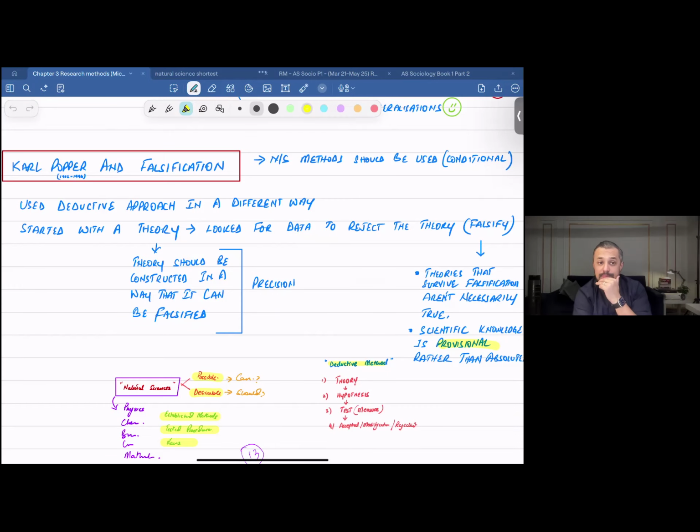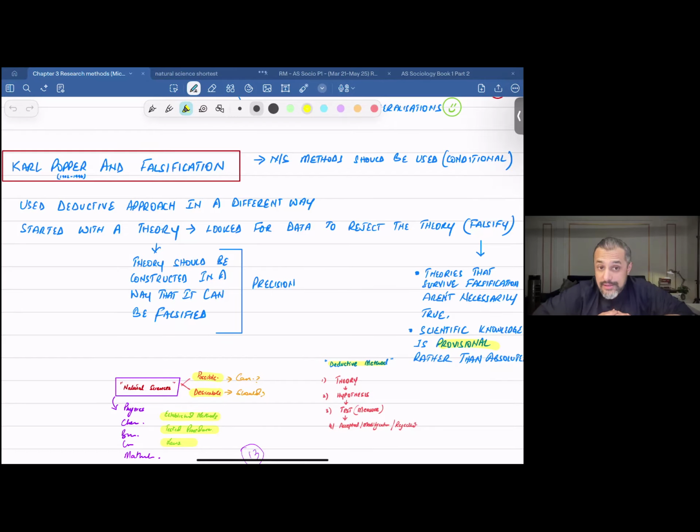Now, according to Popper, he used the deductive approach in a different way. He started with a theory like the positivist did, like the hypothetical deductive research method does, or like the deductive approach claims. But according to Popper, instead of trying to prove your theory right, a sociologist should try to prove his or her theory wrong.